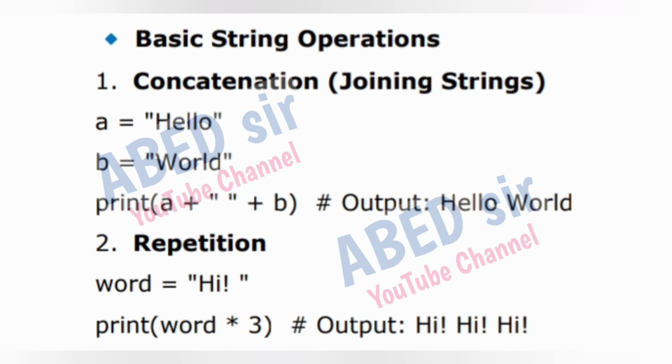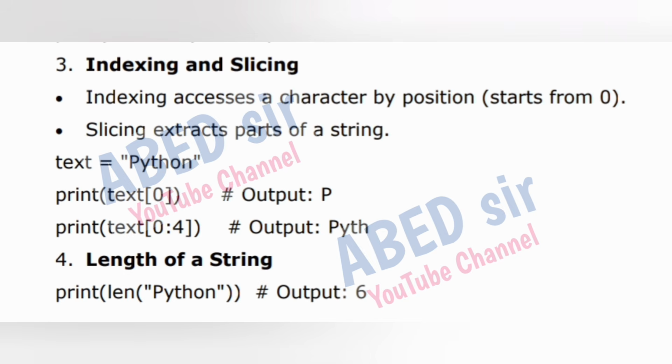Basic string operations. 1. Concatenation, joining strings. a = "Hello", b = "World". print(a + b) # output Hello World. 2. Repetition. word = "Hi". print(word * 3) # output HiHiHi.